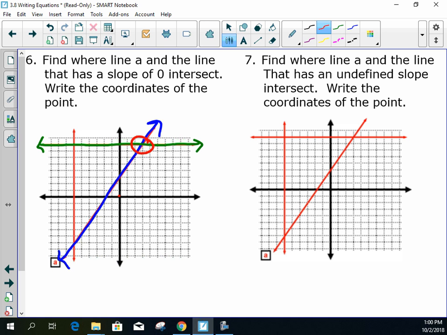So from the origin, I count over 1, 2, 3. So my x value is 3. Then I go up 1, 2, 3, 4, 5, 6, 7, 8. They cross at (3, 8). You should be able to do 7 on your own.